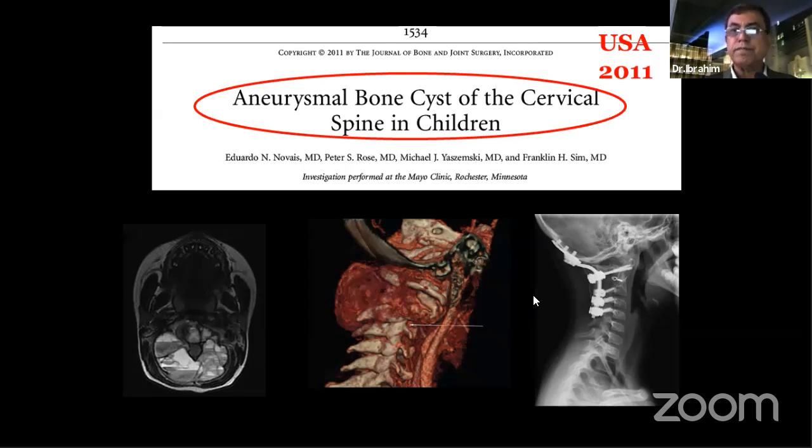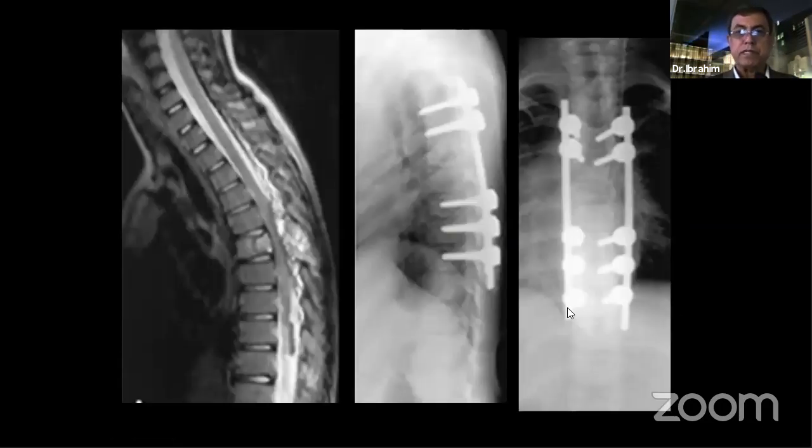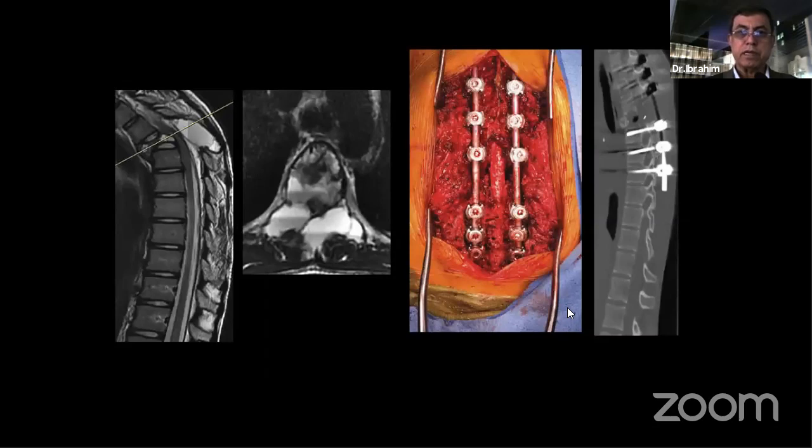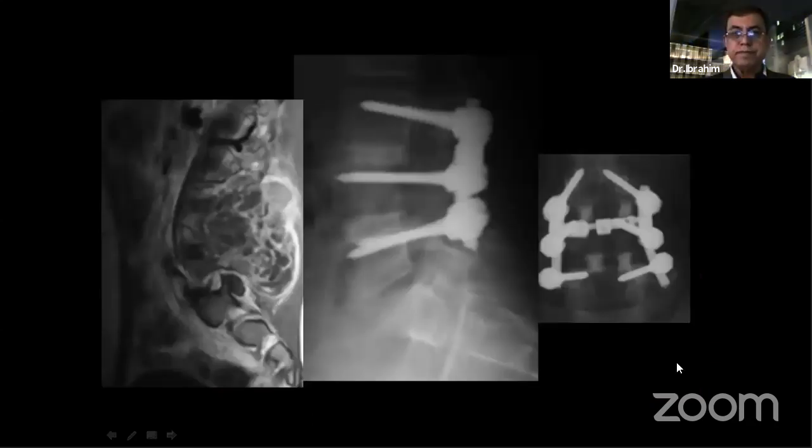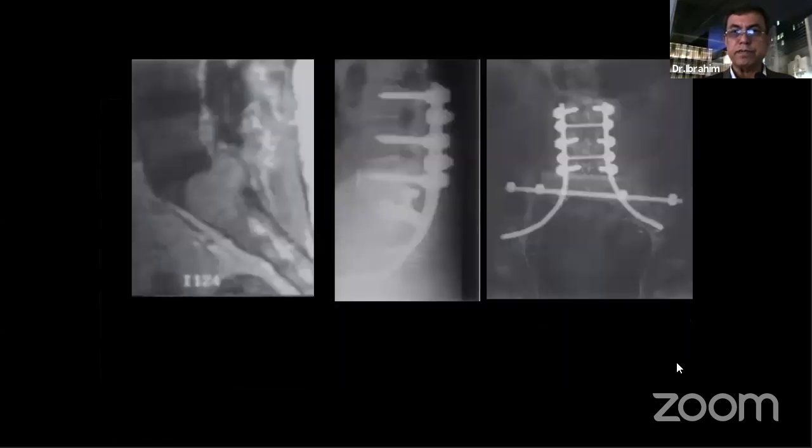Cervical spine in children, from the USA again. And this is from Mayo Clinic, Rochester, Minnesota. Again, the type of fixation they are using. Remember, this is 2011, and this kind of fixation is rarely used now. And in the thoracic area, the same thing, you excise and then you fix. Thoracic pathology fixation by rods. And again here, a similar case where they found this aneurysmal bone cyst with osteoblastoma and the fixation. Lumbar spine being fixed after excision.